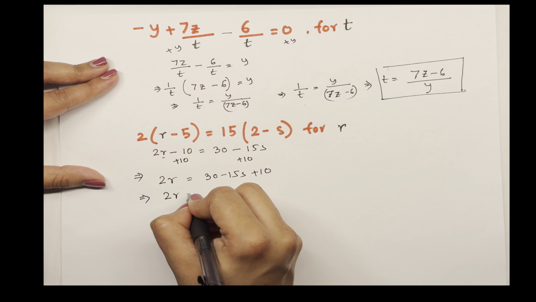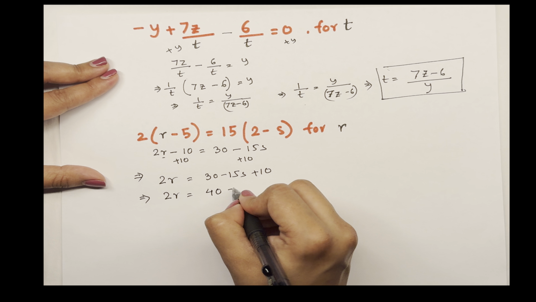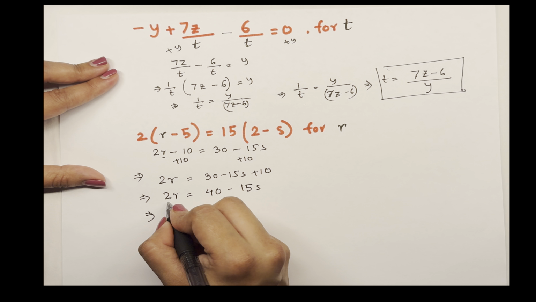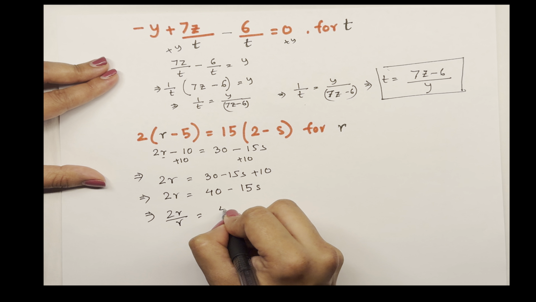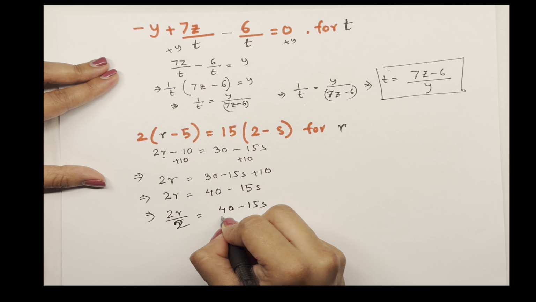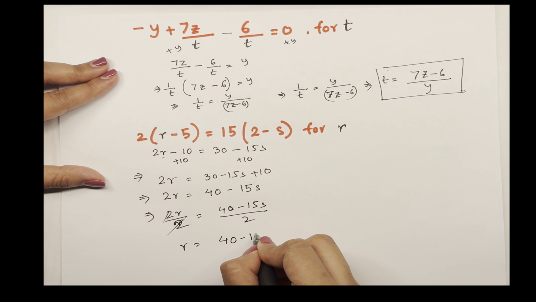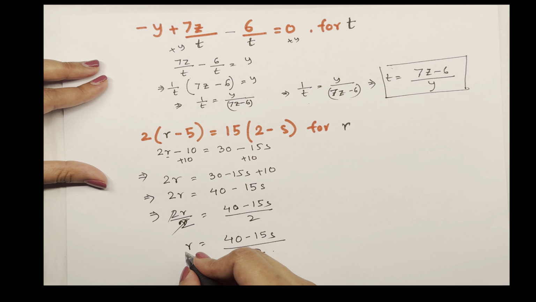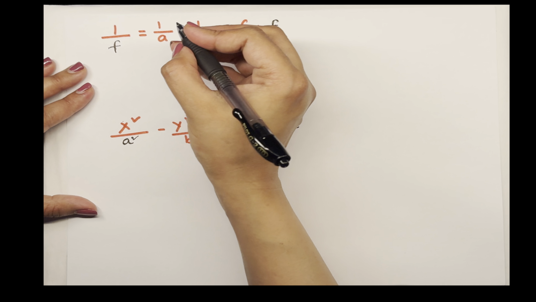We can put the right hand side into its simplest form. 30 plus 10 is 40, minus 15S. To get rid of 2, we have to divide both sides by 2. So R is equal to (40 minus 15S) by 2. That's our final answer. Move on to this kind of problem.